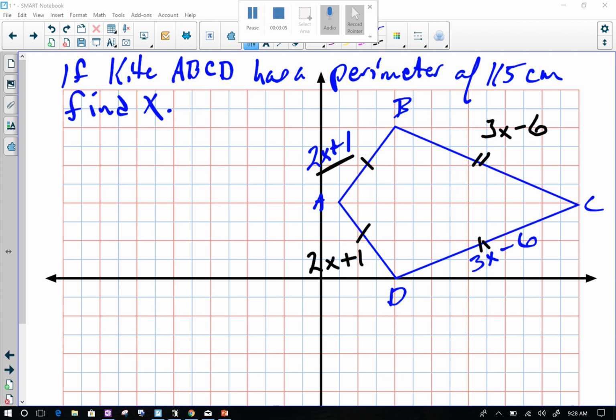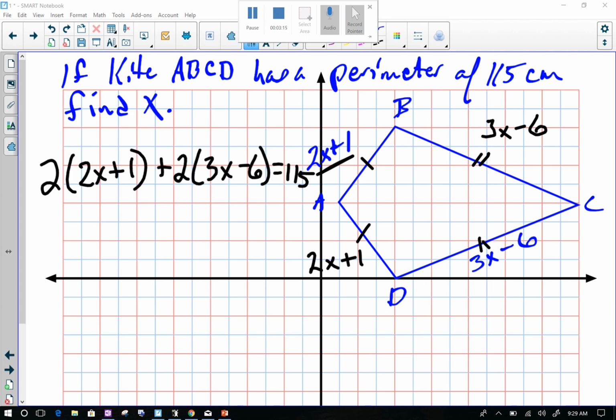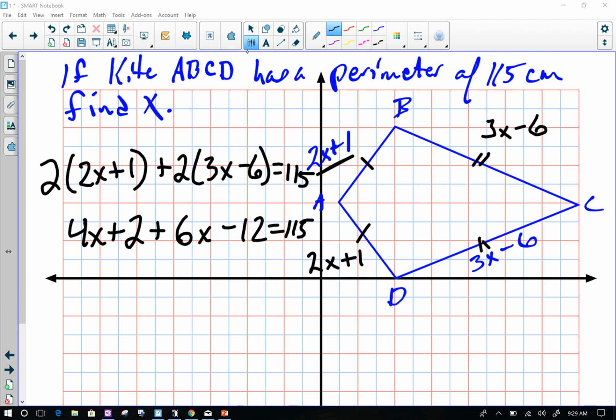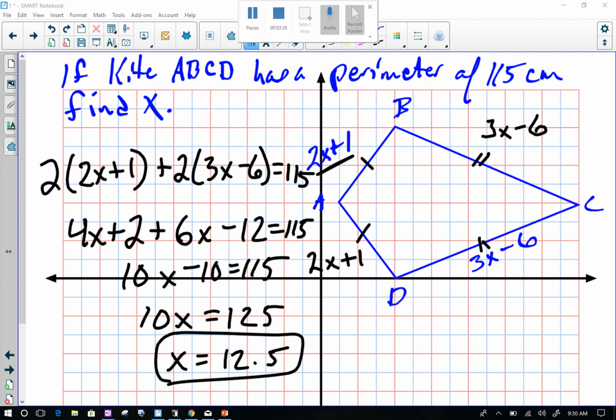Now we're going to go ahead and write a formula for this. We got 2 sides that are 2x plus 1 and 2 sides that are 3x minus 6. So we're able to take those and add them up to equal 115. We're going to use our distributive property. That gives us 4x plus 2 plus 6x minus 12 equals 115. We'll go ahead and combine our like terms. And then as we solve this, we would end up getting an x value of 12.5.